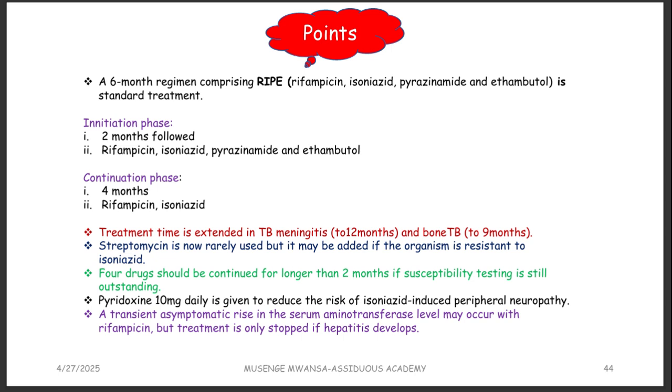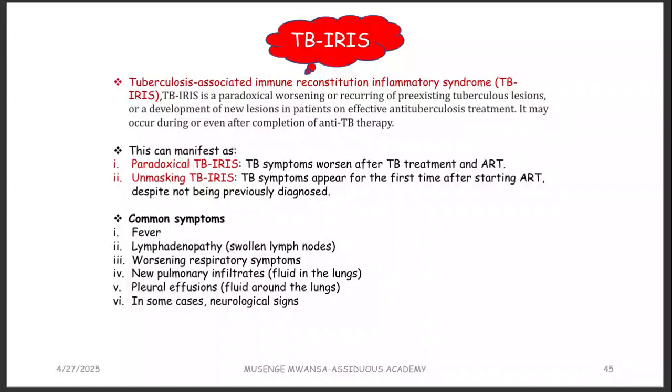But for TB meningitis, you extend the treatment to 12 months. And if you have Pott's disease, like TB of the bone, treatment goes to 9 months. Never forget to give pyridoxine 10 milligrams, or vitamin B6, as you treat TB. There's also something called TB IRIS as we conclude. TB IRIS stands for immune reconstitution inflammatory syndrome.